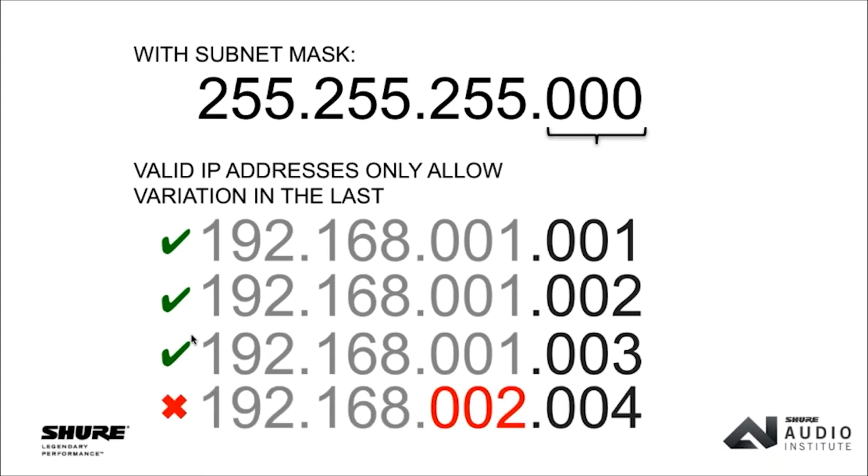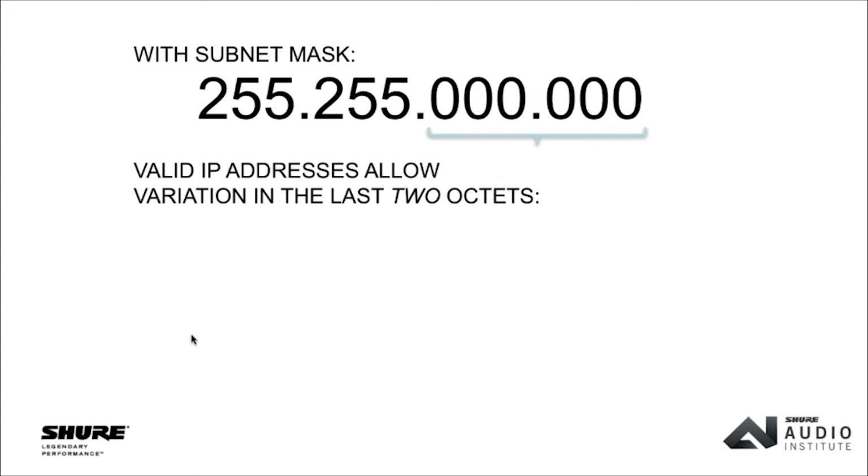Now this 4th one violates that rule, because the third octet is expected to be the same across all IP addresses, but this fourth IP address is different. Instead of 001, it's 002. So if I had 4 devices with these IP addresses on a network, that fourth one wouldn't be able to communicate with the other 3, and vice versa.